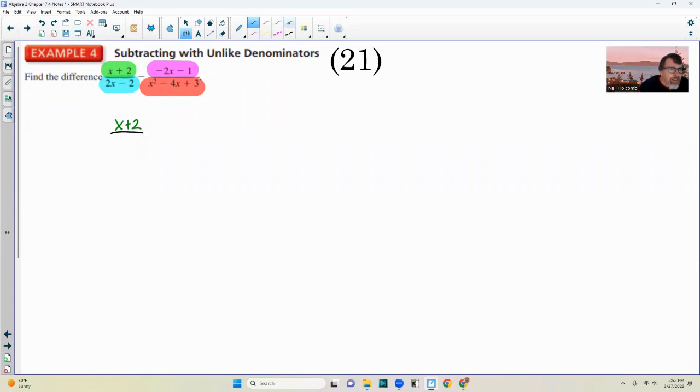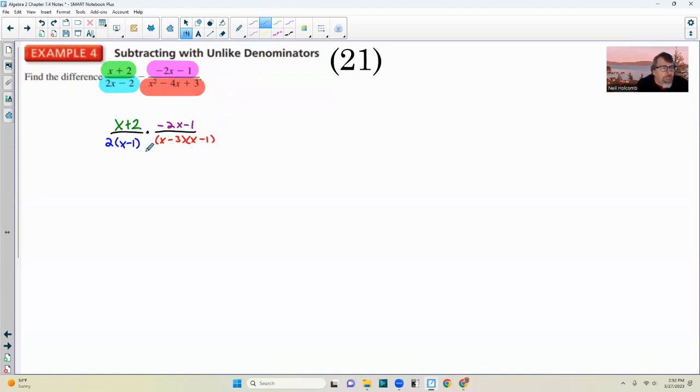I'm going to factor the denominator. I can factor a 2 out. That's going to leave me with 2 times x minus 1. And that's going to be times. And this negative 2x minus 1 just stays that for now. And I'm going to factor the denominator. So that's going to be factors of 3 that add up to 4. 3 is prime, so it must be 3 and 1. Signs are the same. They're both negative, so it's x minus 3 times x minus 1.